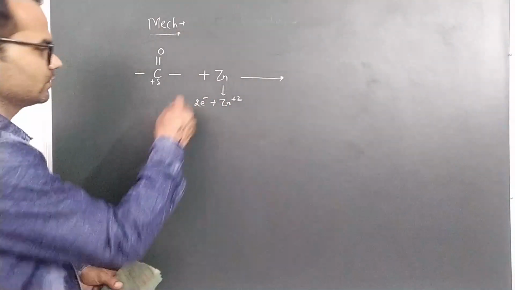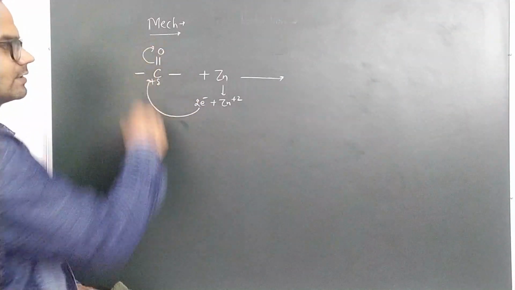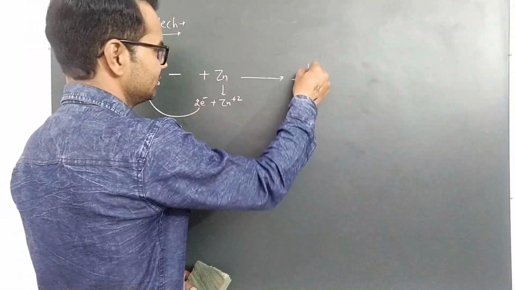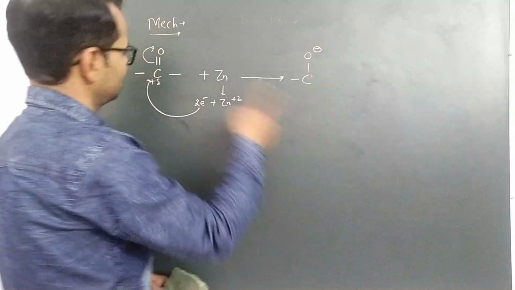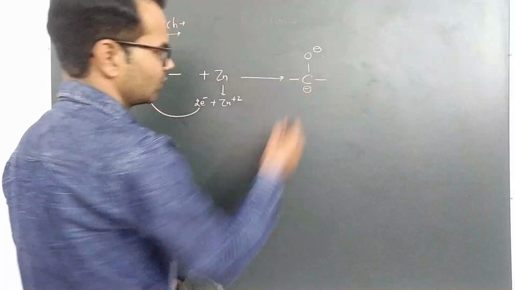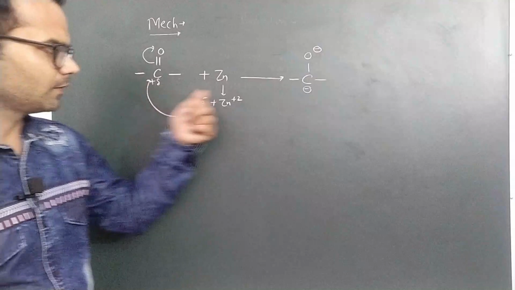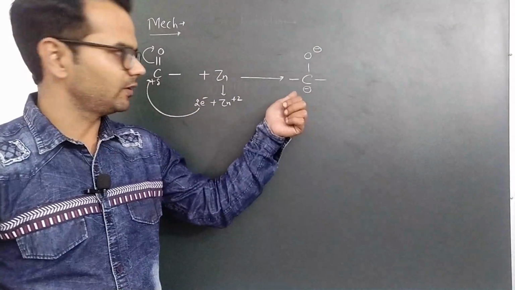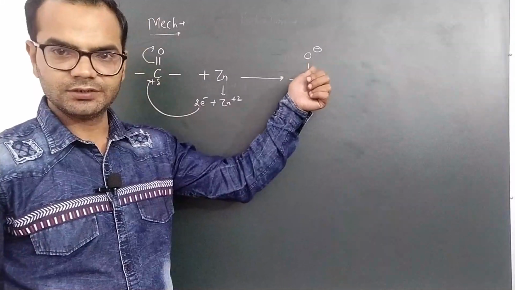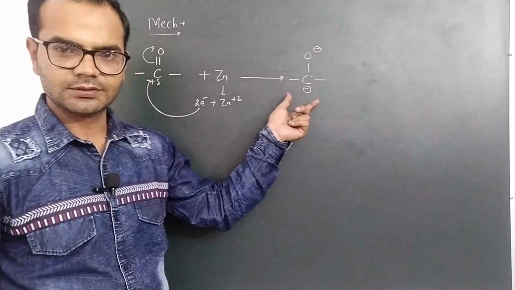Now these 2 electrons shift to this carbon. As a result, oxygen also withdraws its electron. So in the structure obtained there is a negative charge on oxygen and a negative charge on carbon. By the shifting of these 2 electrons, carbon now becomes a carbanion. Carbanion means negative charge on carbon, and oxygen withdraws its electrons, so negative charge on oxygen also. So in the first step we obtain this structure, right?